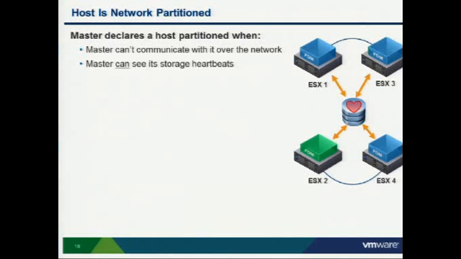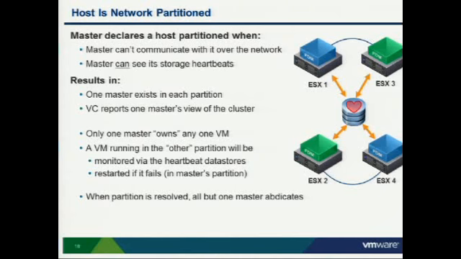So in this case, we have a cluster with two partitions. We have host 1 and 3 in one partition and host 2 and 4 in the other partition. And so the master is going to declare host 1 and 3 as partitioned because it can see the data store heartbeats. Now, as I mentioned earlier, when you end up with a partition, you're going to get a master election. And so in this case, we see that the master was elected on host 3 as well.